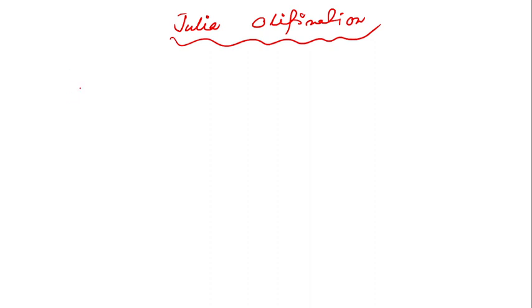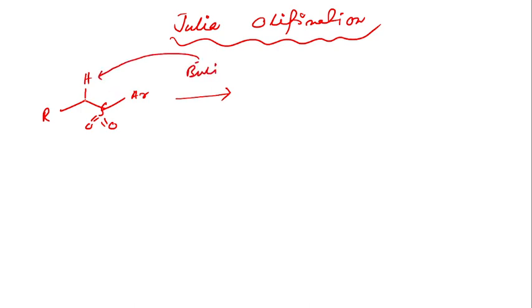So what is the substrate? This is the substrate: S double bond O, S double bond O, Ar, an aryl sulfone, hydrogen, and this is R. If I treat this molecule with a base, let's say butyl lithium, then what will happen? Butyl minus will abstract this proton because this is an acidic proton. Why is this acidic? You all know that. Because this negative charge has a delocalized environment around itself, so it is stable.